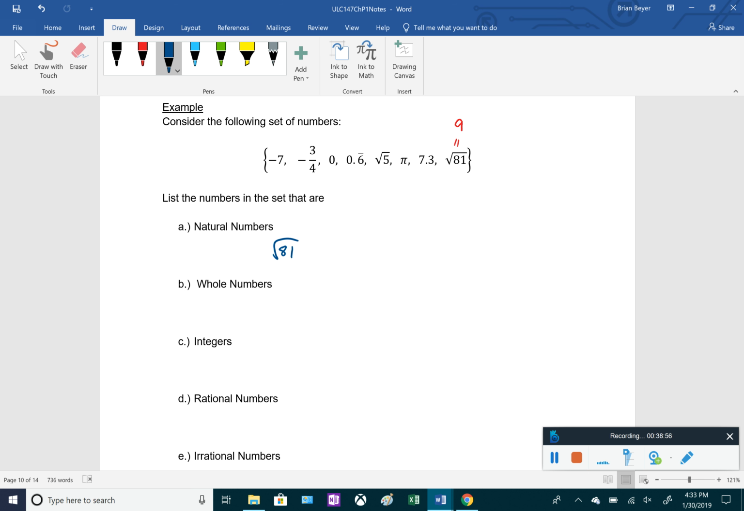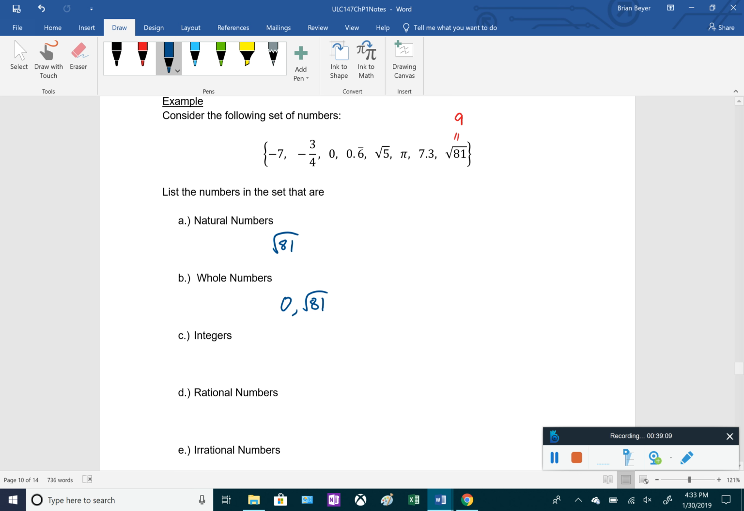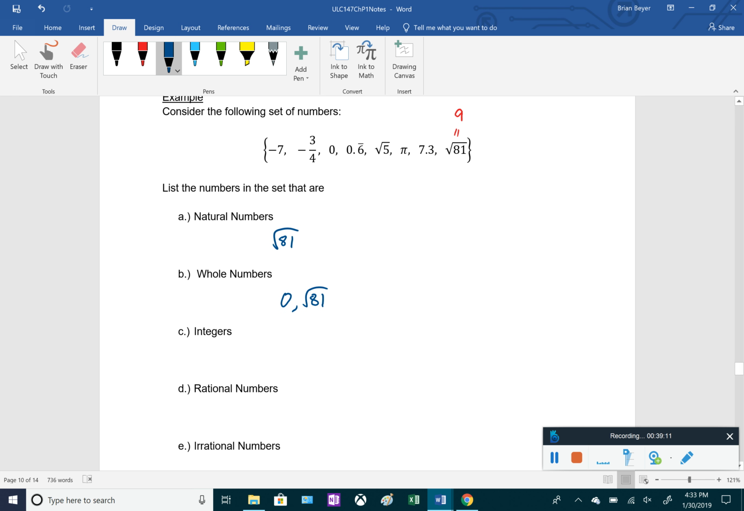Okay, so for whole numbers, we know that whole numbers are natural numbers and also 0. 0 is in this set, so this is going to be 0 and the square root of 81. For integers, integers are going to be whole numbers, but also including negative whole numbers. There's a -7 up here, so that's going to be -7. 0 is an integer, so is radical 81.